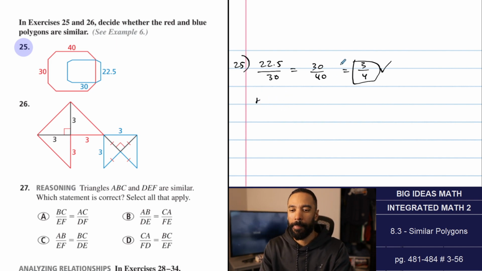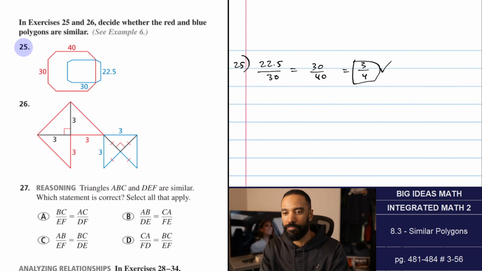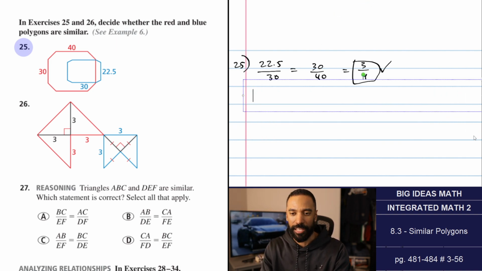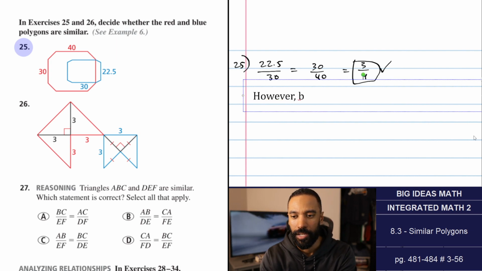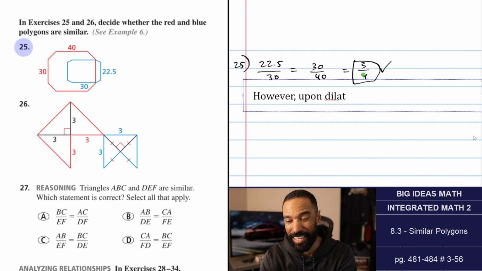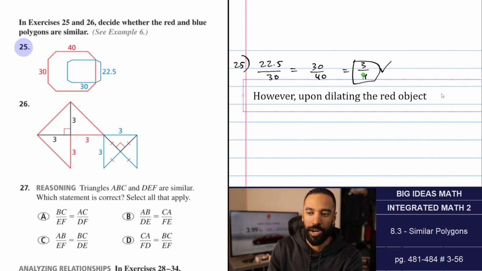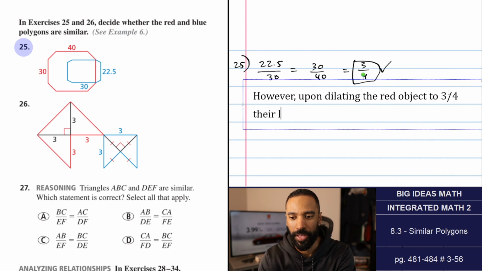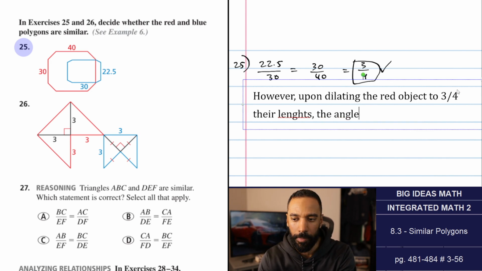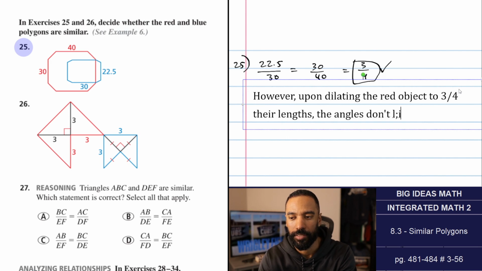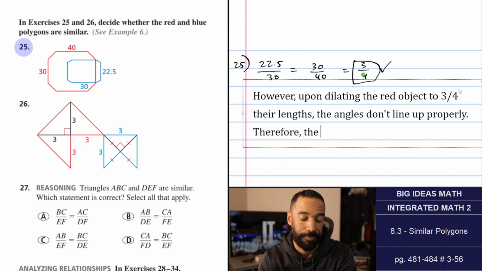However, I'm going to type this. However, after careful consideration, after you do a reflection, a dilation, all that kind of stuff. However, upon dilating the red object, I'm going to reduce the red object to 3/4 of its lengths, the angle measures don't line up. The angles don't line up properly. Therefore, the polygons are not similar.